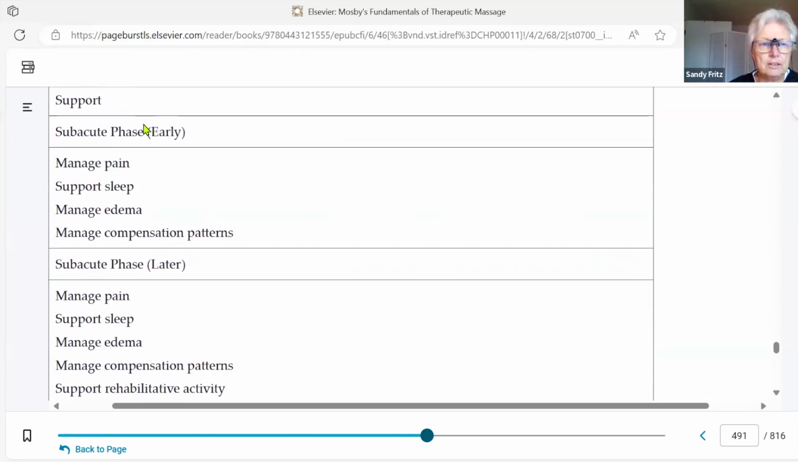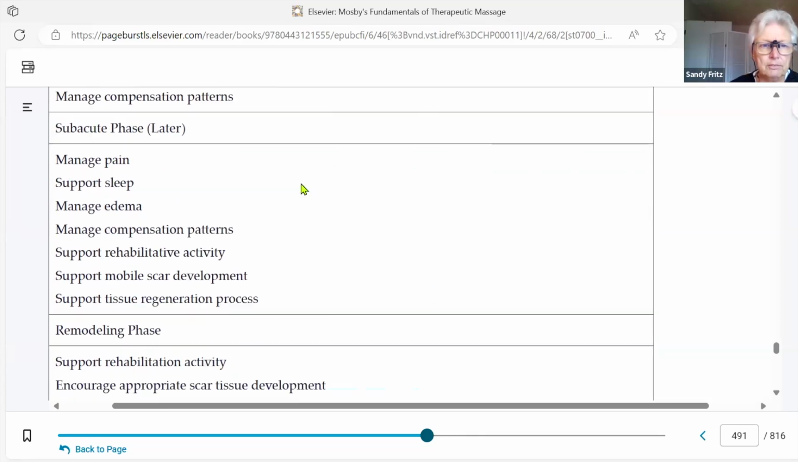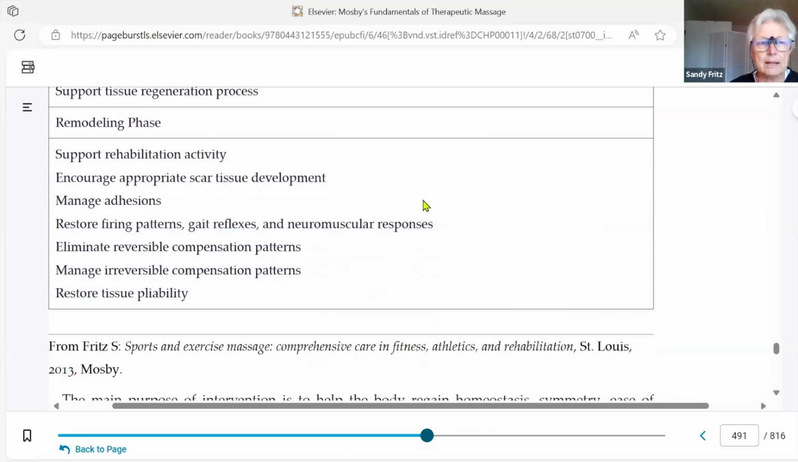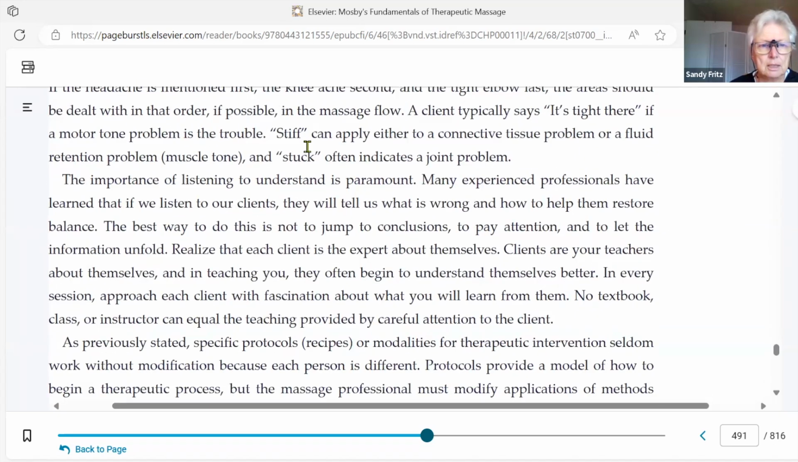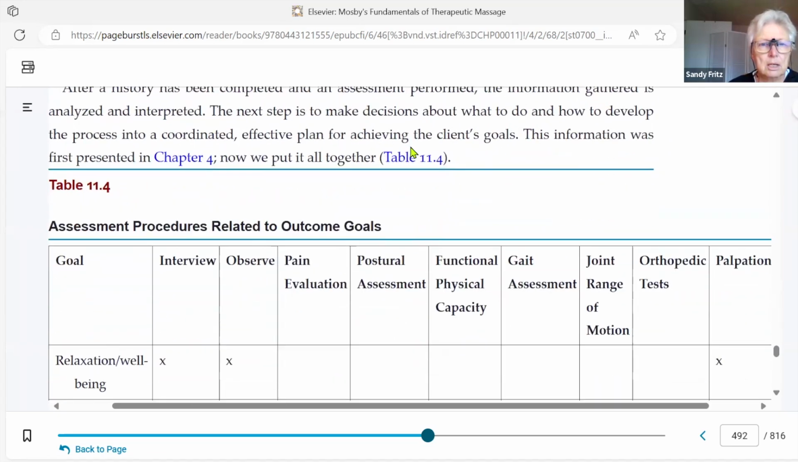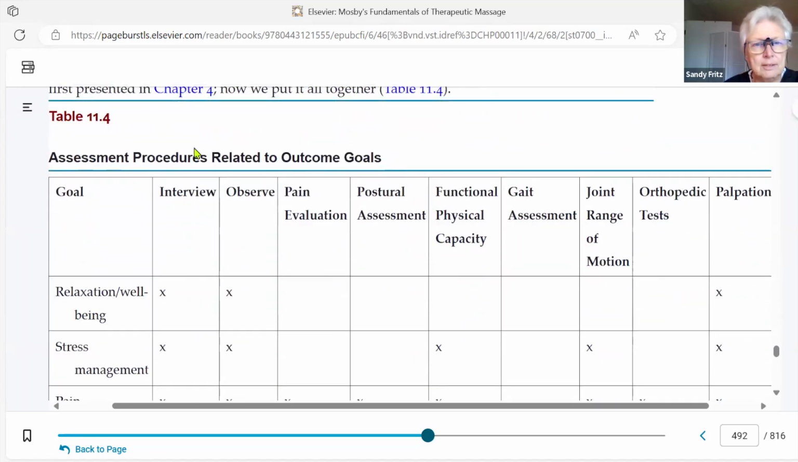So in the acute phase, what do you do? In the subacute phase, what do you do? In the remodeling phase, what do you do? So this table is, I think, really helpful.